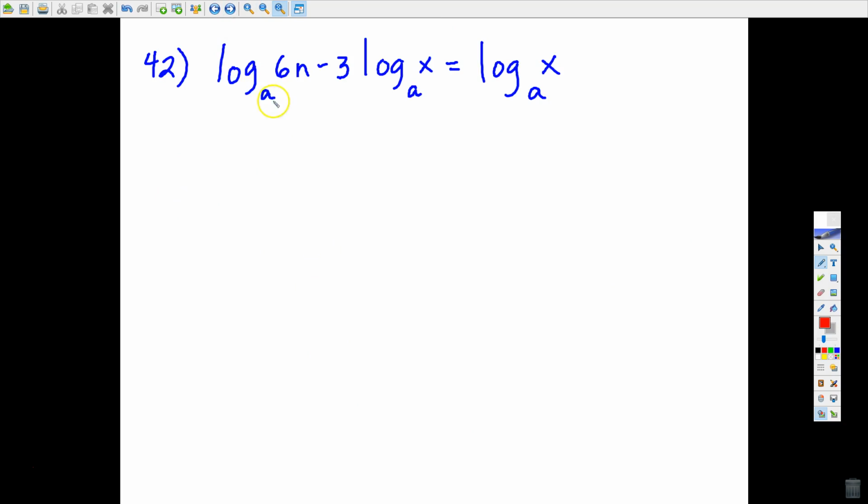Okay, wanted to try number 42. This is also a little different because in class we were solving for specific numbers. In this, we're just really practicing the properties. So it's not much different. We still want to put our log expressions on the same side.